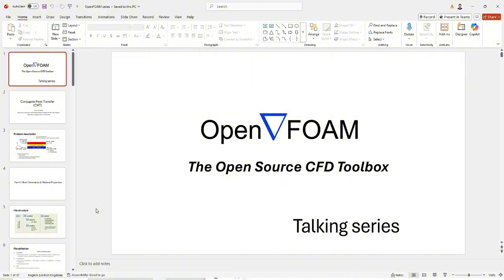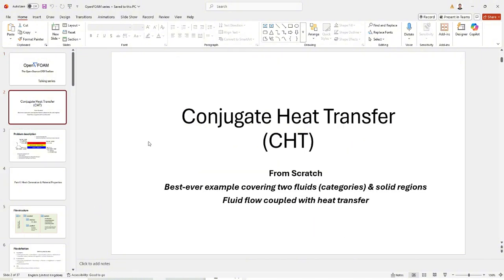After using it or researching it for about 2 or 3 months, I can't remember, I think there is a lot of information for us to work on, but some information may not be so good, especially for beginners, and also for advanced topics, for example, conjugate heat transfer. So the topic for my first talk is conjugate heat transfer, CHT, from scratch.